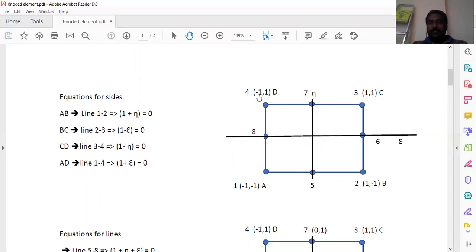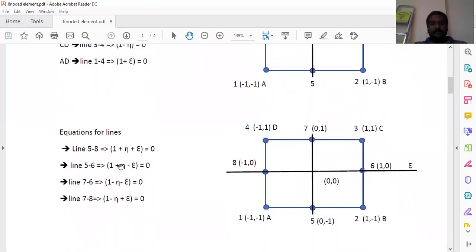Similarly, for side 3, 4 in CD, we have written the equation 1 minus eta, because here the eta value is constant. Here also 1, here also 1. That's why eta equal to 1, and we have written 1 minus eta equal to 0. The equation for side CD can be written as 1 minus eta equal to 0. Similarly, side AD, or you can say line 1, 4, we have written 1 plus zeta equal to 0. Here you can see the zeta value is -1. Here also -1. So we can write down zeta equal to -1. That's why 1 plus zeta equal to 0. So the equations of the sides we have completed here.